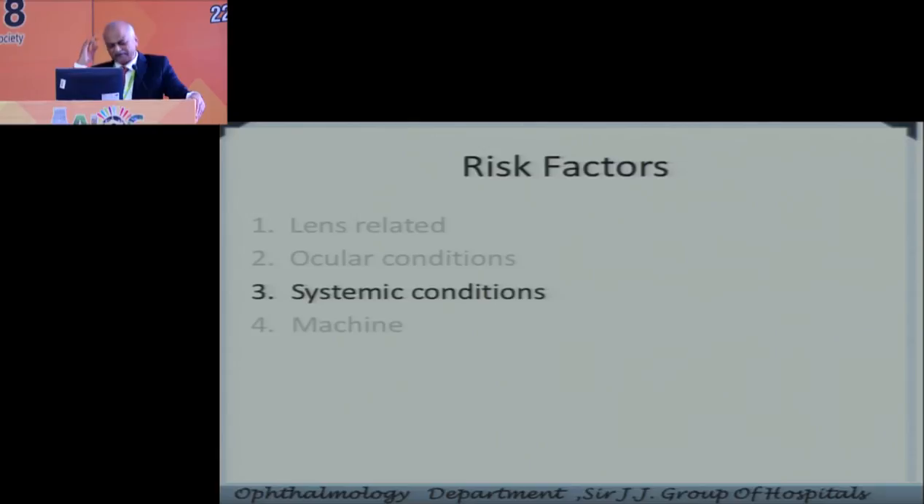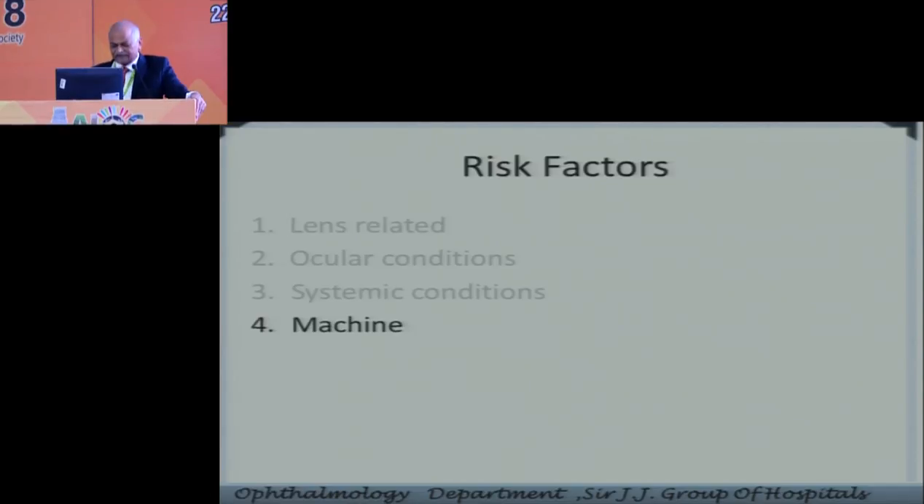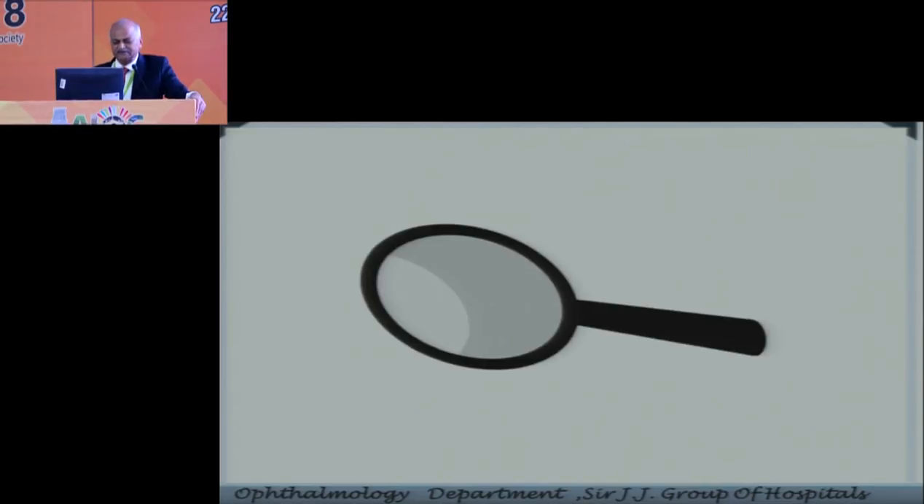Then the systemic condition risk factors. Now in this: inadequate anesthesia with excessive movement of the patient. Neurological and mental disorders generate involuntary movements while operating. Then cardiopulmonary diseases that impair the flat position, with heavy breathing making it impossible for the patient. Obesity and short neck can produce increased vitreous pressure, and age of the patient. Then the machine related, which can be the operating microscope related or the phacoemulsification machine related.